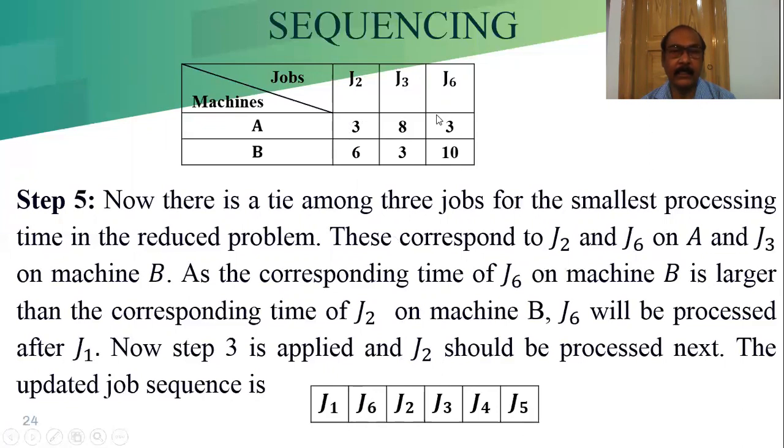This is J6, this is 3, and the time is the highest time. That's why, corresponding to this, is the highest time. So this goes first, and this time is less. So after J6, it will be J2. Only one left, J3. That should be here.